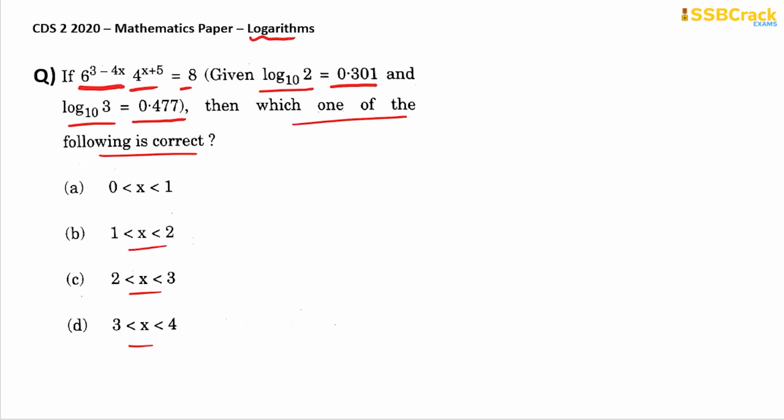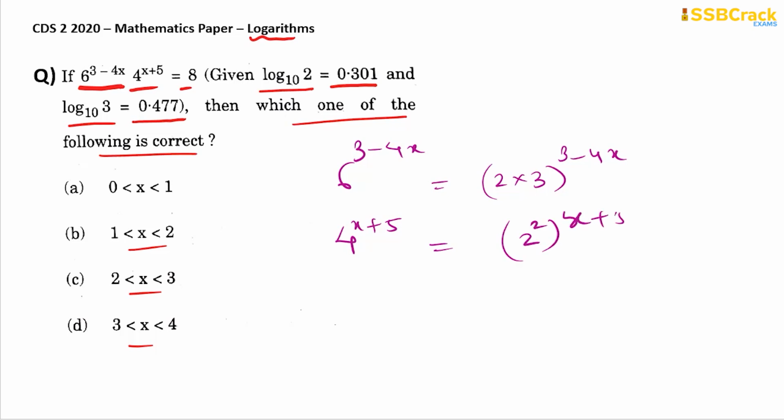Though we have the equation, we are in a position to get the value in a particular range. It's simple: you need to apply the properties of logarithms to this equation to simplify and arrive at the decision. Here we have 6 to the power 3 minus 4x, which can be written as 2 into 3 to the power 3 minus 4x. Similarly, 4 to the power x plus 5 can be written as 2 to the power 2, the whole raised to x plus 5. And why have I done that?